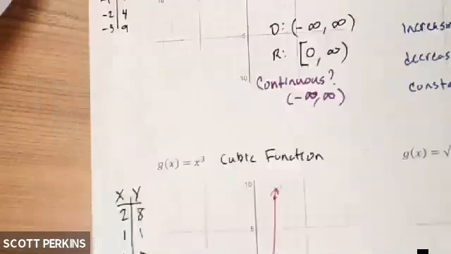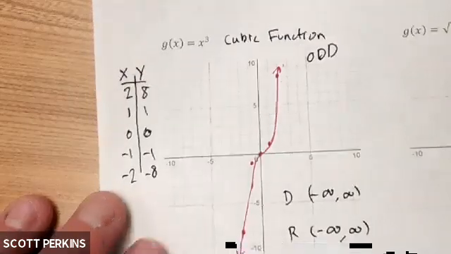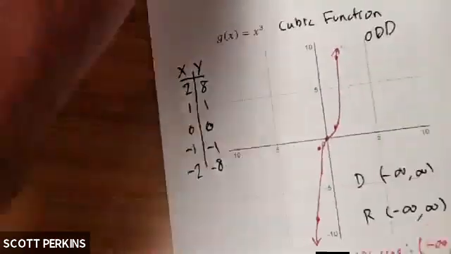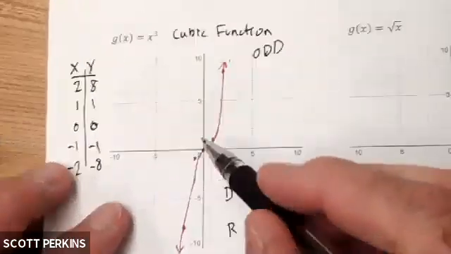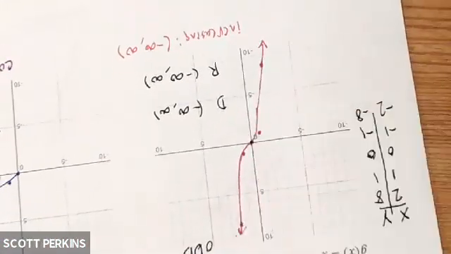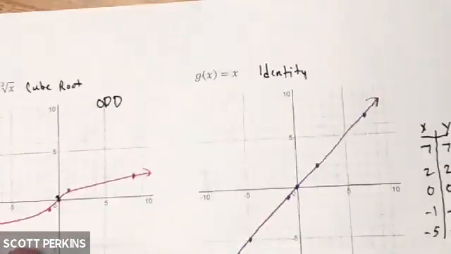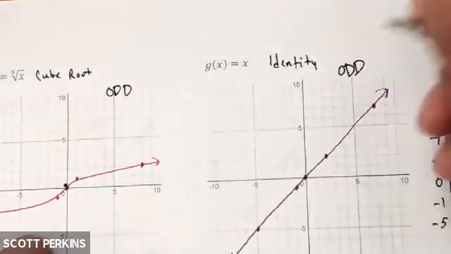Okay, the cubic function. Yes, the cubic function is indeed odd. So if you took your paper and you spun it for the cubic function, you're going to end up with the same shape function. And what's the other one that is odd? The identity. Yes, the identity. My line, that is an odd function.